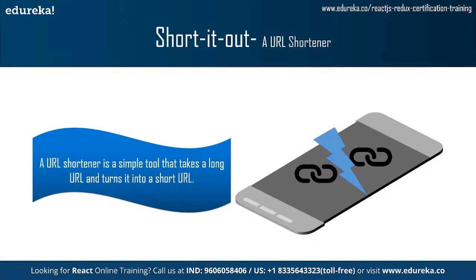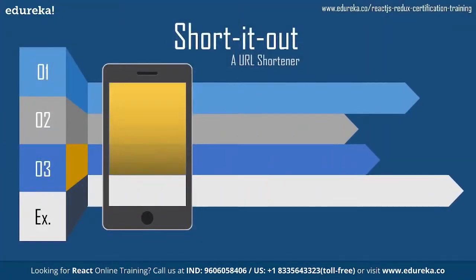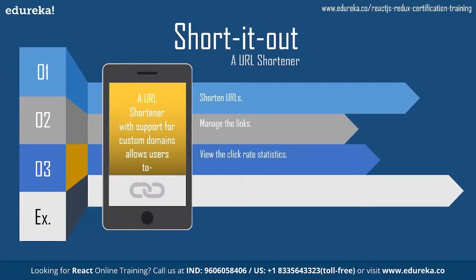Now let's move on to Short It Out, a URL shortener. A URL shortener is basically a simple tool that takes a long URL or the link and turns it into a short URL. As we know, or you might also not know, a URL shortener with support for custom domains allows users to shorten the URLs, manage the links, and view the click rate statistics. For inspiration, you can check out some real-world examples like cut, bit.ly, etc.